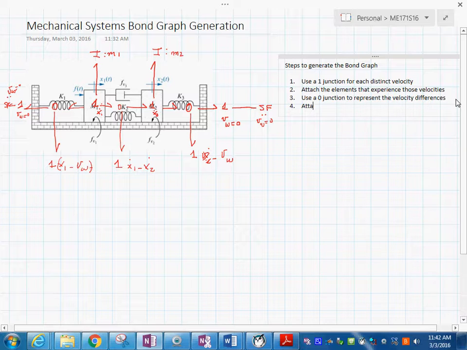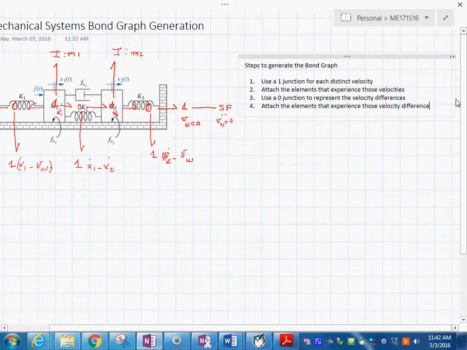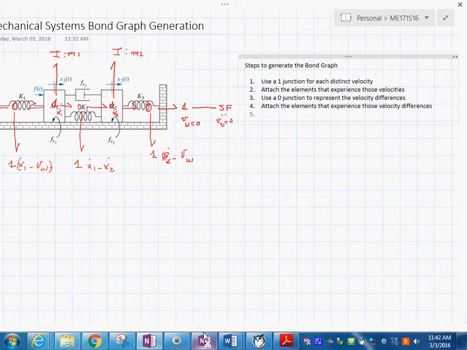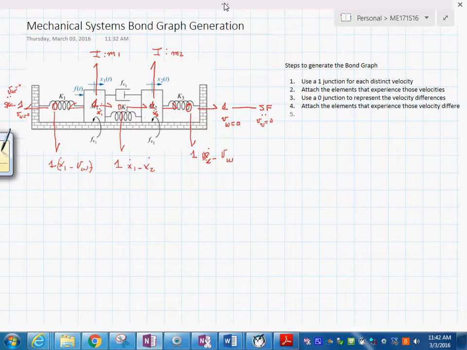All right, those velocity differences. And so in this case, let's go first to the one over here, right here. We attach that one. What does this one see? The C element with value k sub 3, 1 over k sub 3, yeah.